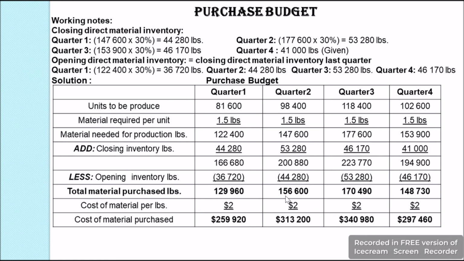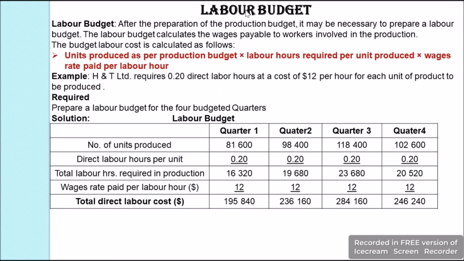In the same way, for the second quarter, it is 156,600 times 2, which will be 313,200. In the third quarter, it will be 170,490 times 2, which will be 340,980. And in the last quarter, that is the fourth budgeted quarter, we have the total material purchase as 148,730 times 2, which will be equal to $297,460.